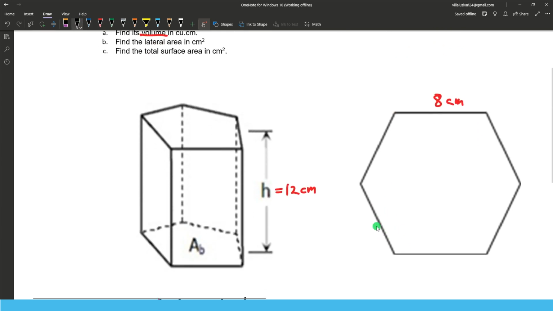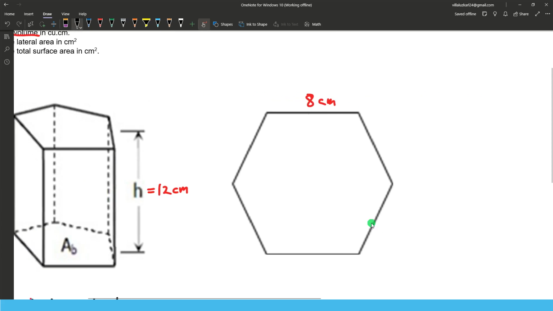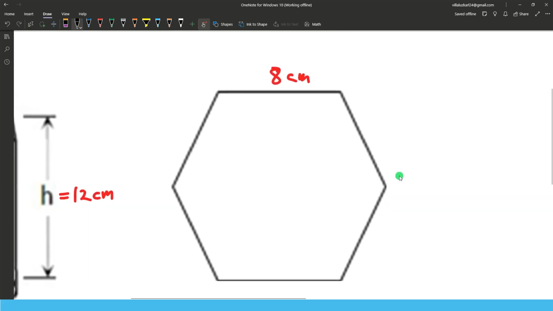So let's find first the area of the base. This is the base here. Let's just take one part of this regular hexagon by connecting the vertices to the center, where we can form an isosceles triangle.